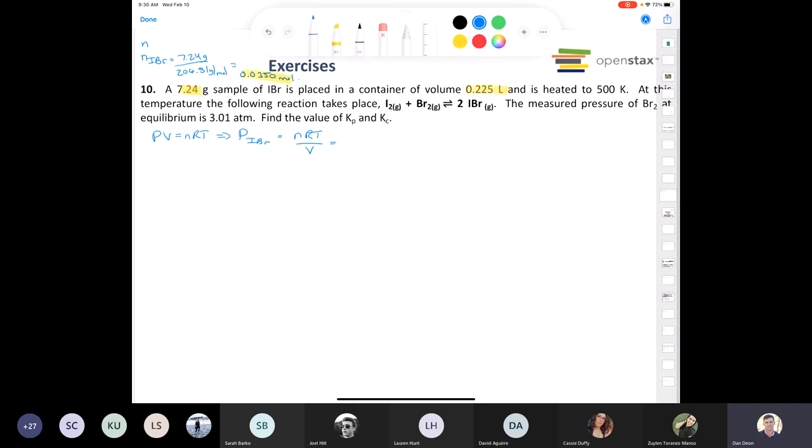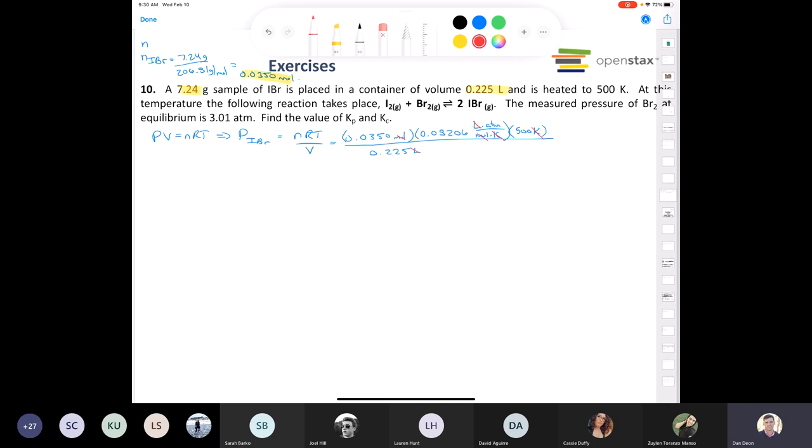So let's plug some numbers into our ideal gas formula. We have 0.0350 moles of our IBR multiplied by the gas constant, 0.08206 liter atmospheres per mole Kelvin, multiplied by the temperature in Kelvin, which is 500 K. And we divide all of that by the volume of the container, which is 0.225 liters. Let's check our units. Moles cancel, liters cancel, and temperature in Kelvin cancels. And we're left over with the pressure in atmospheres.